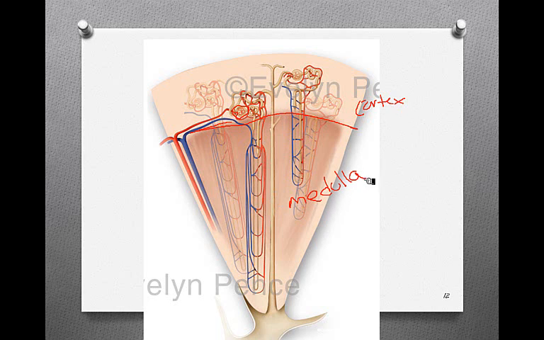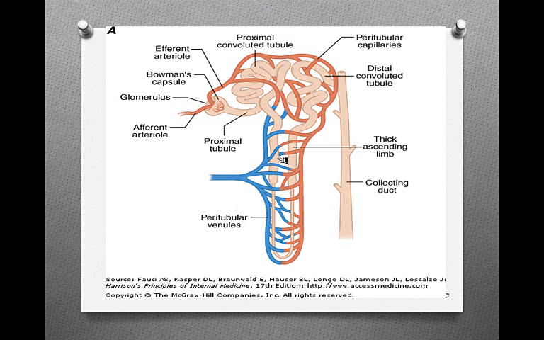Okay, so if you were to insert a device into your kidneys and test the pH, it's going to be very different up at your cortex than it will be at the medulla, and we'll explain why in a minute.